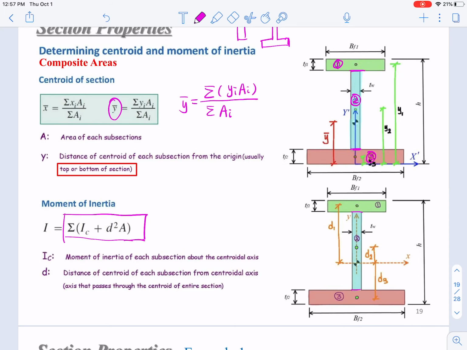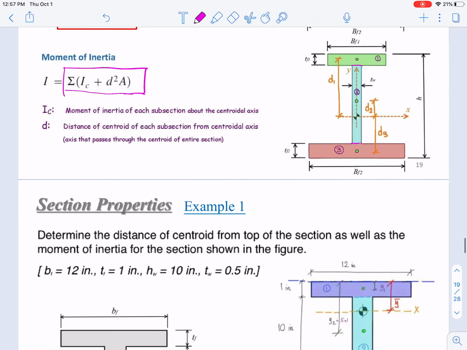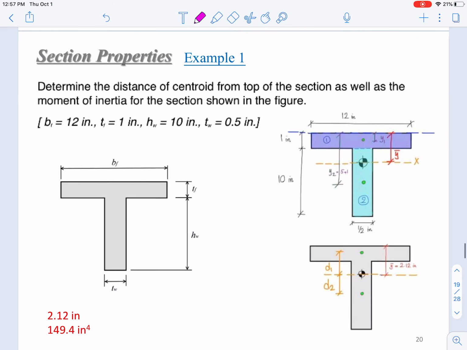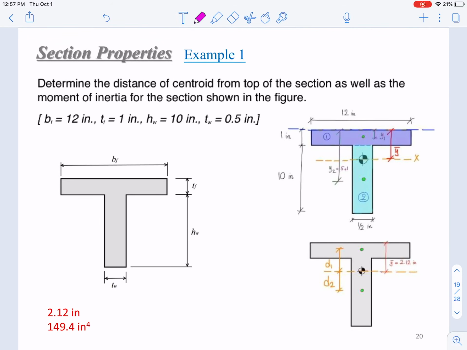Okay, these are the theories. Then we will give several examples to show you, to demonstrate how to consider different kinds of cross sections, composite areas, to find out the location of centroid and determine the moment of inertia.